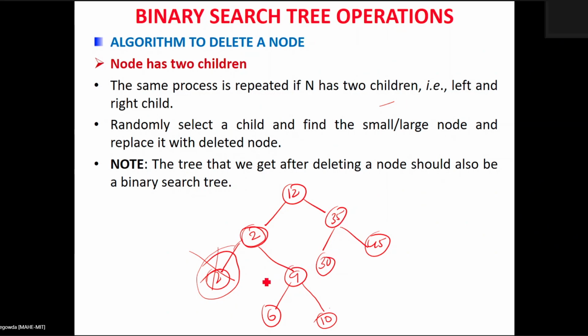This is one case. Another case we can do this way. This is the 7, and have a 2 here. I wanted to delete this node. Suppose you are randomly selecting the right subtree here, you have to find out the smallest element present in this right subtree. Which is the smallest element in this right subtree of the 7?